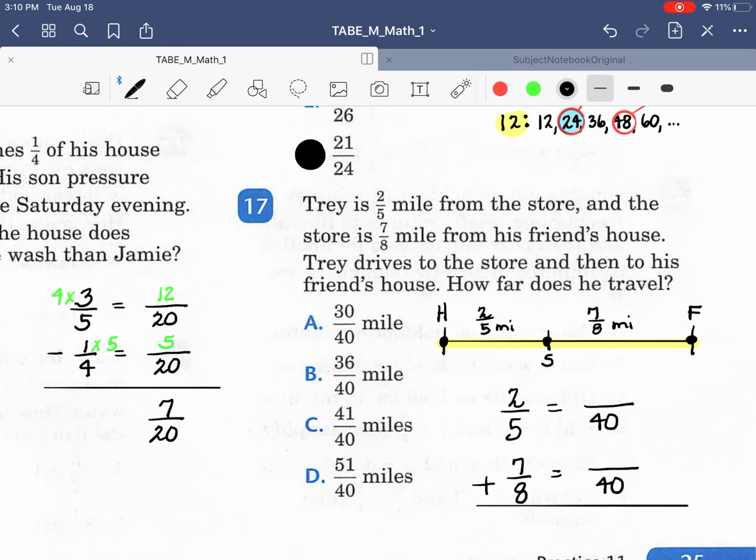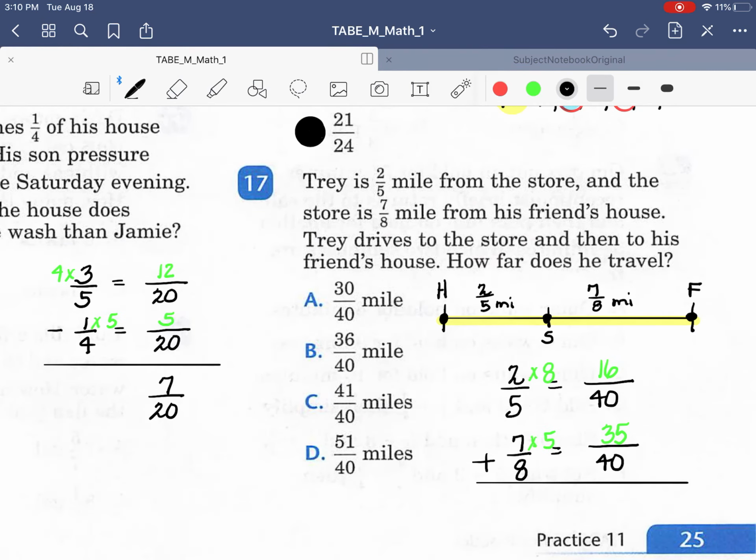I'm just going to say 5 times 8 is 40. And then raise those up there. So 5 into 40 is 8. 8 into 40 is 5. And we're adding those two numbers. So we get 11, carry 1, 51/40. And again, I know that's improper, but this book says that's okay. So let's go with D as our answer on number 17.